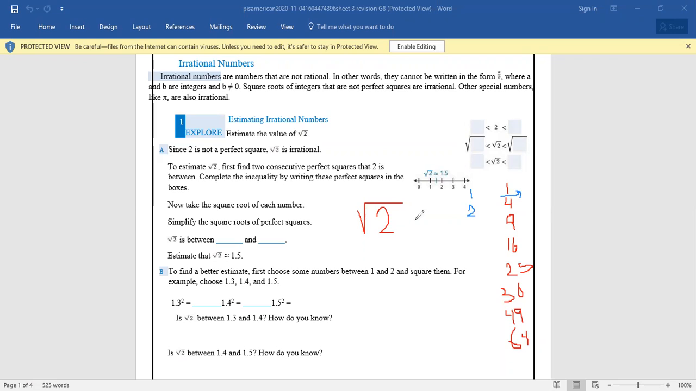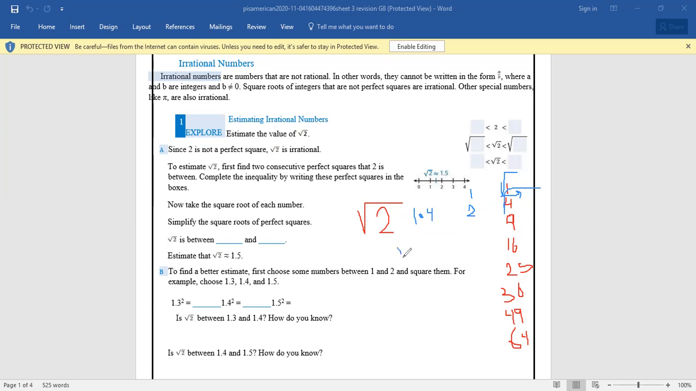Okay, root 2: which integer is before it? It's 1, right? And to reach 2, it will be about 1.3 or 1.4, something like that. It's not exactly at the middle, and it doesn't reach 4. So it was 1, because I can change these into root 1 and root 4, right?